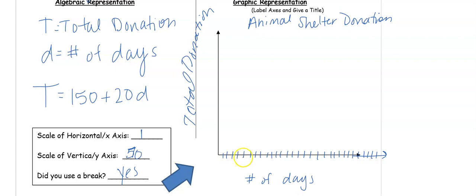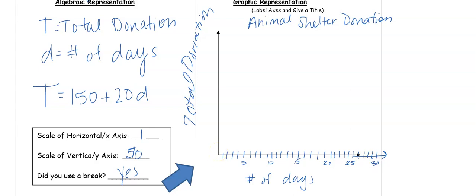1, 2, 3, 4, 5. Again, 1, 2, 3, 4, 5, and so on for each group of five. This would be 30.